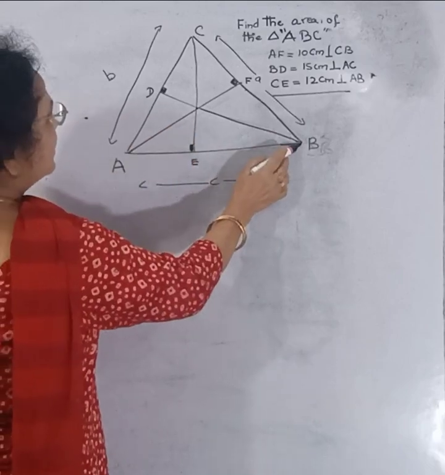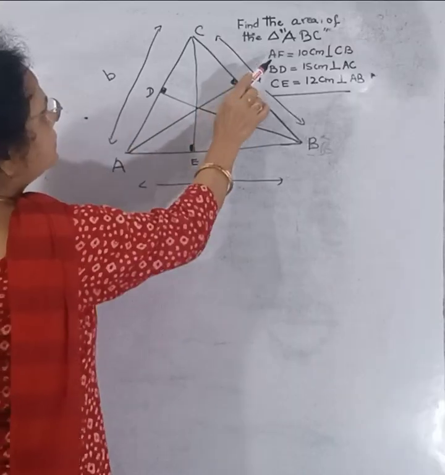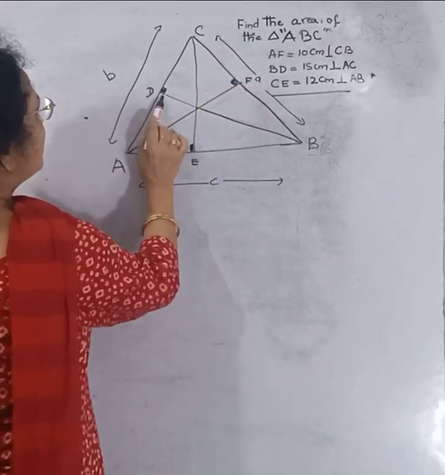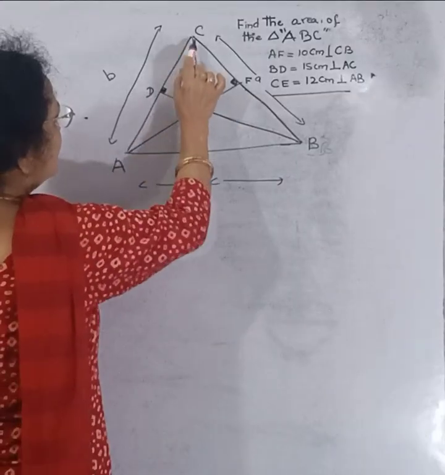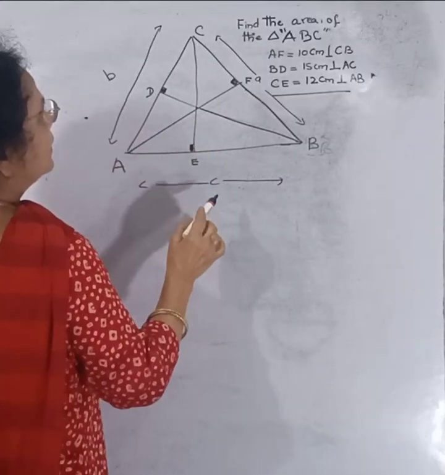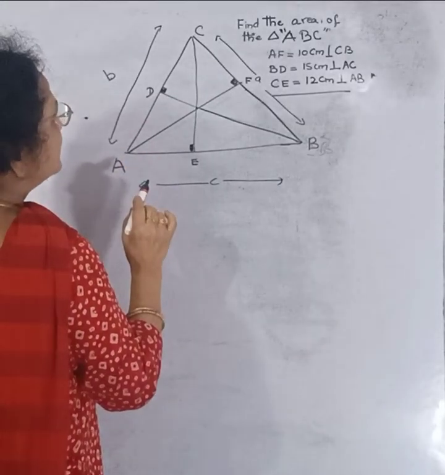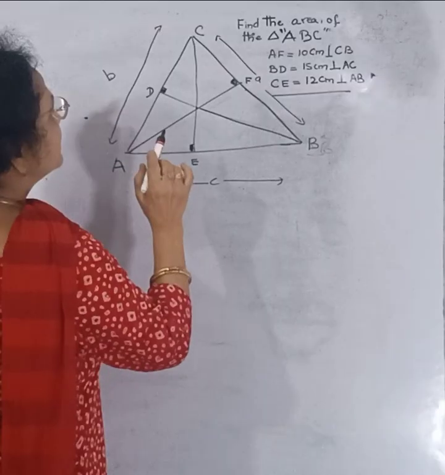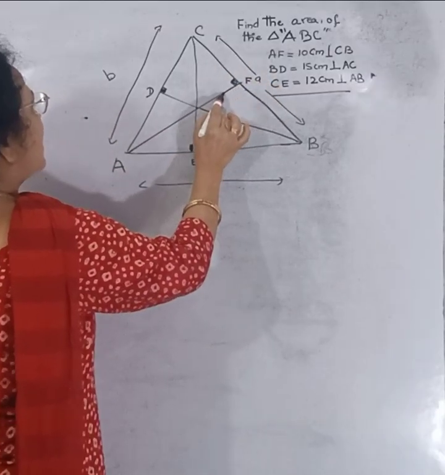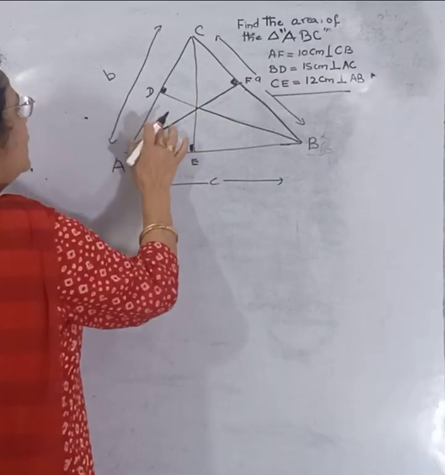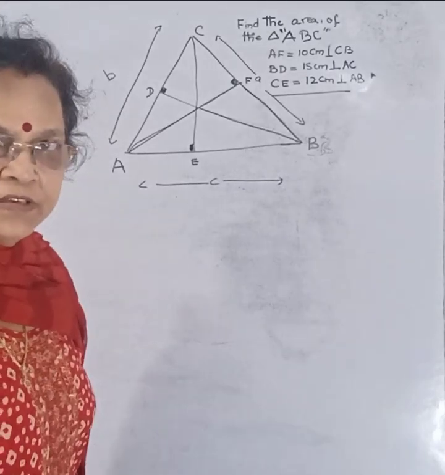These are the perpendiculars. AF is the perpendicular on CB, BD is perpendicular on AC, and CE is perpendicular on AB. We have to find the area of this triangle, and the lengths of these perpendiculars are given to us. All the perpendiculars on the three sides are given to us.